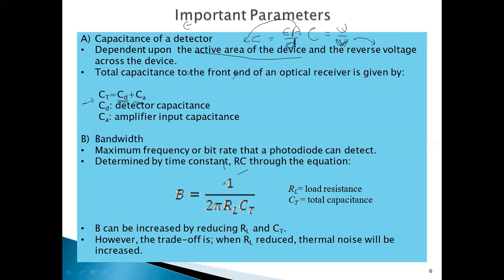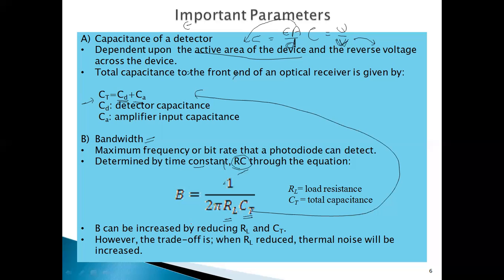Number B, our second one, is the bandwidth. Bandwidth is defined to be the maximum frequency or the bit rate that the photodiode can detect. Basically, it is given by this equation, in which there is an effect of the time constant RC: B equals 1 over 2 pi RL CT. RL is the load resistance of your receiver, and CT is the total capacitance that we have seen in the previous part of this slide. So CT is the summation of your detector capacitance CD and amplifier capacitance CA.